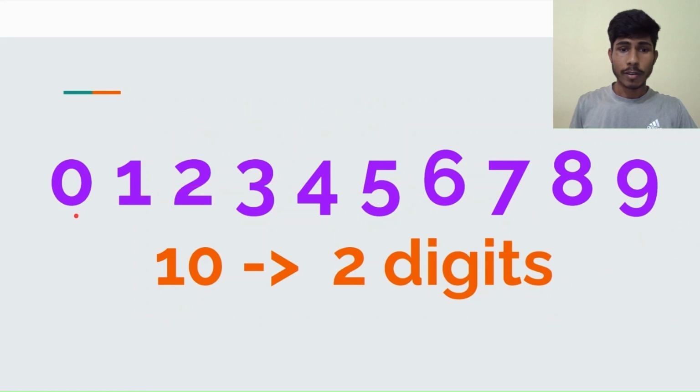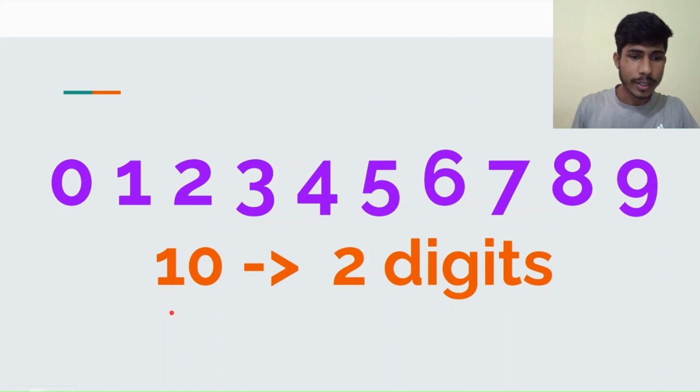Okay, so far we have learned 0 to 9 in the first lectures, and you see that these numbers from 0 to 9 have only one digit. See, 0 has only one digit, 1 has only one digit, 2 has only one digit, 3, 4, 5, 6, 7, 8, and 9 each have only one digit, and after 9 we will get 10.